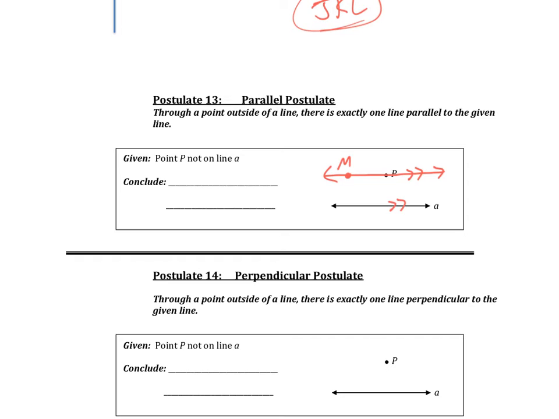So it says if we're given point P not on line A, what we conclude is that only line PM is parallel to line A. Okay, and just so you're aware, this symbol right here means parallel to, or parallel. So only line PM is parallel to line A. So if only one line going through point P can be parallel, any other line through point P is not going to be parallel. That's what this theorem is saying.